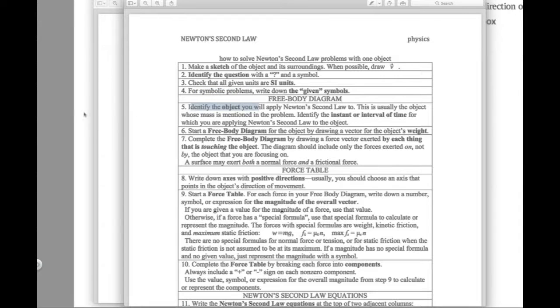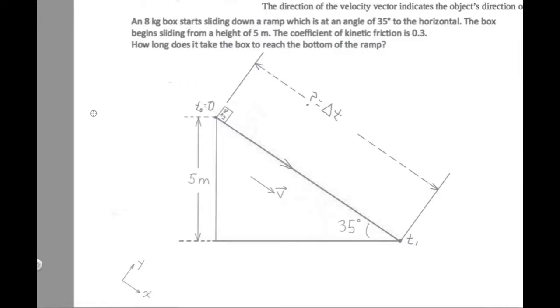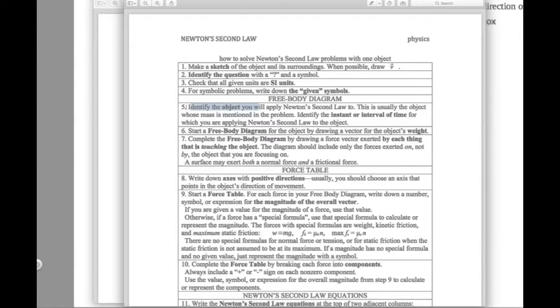Identify the object that we're applying Newton's second law to. Well, since the problem mentions the mass of the box, we're probably going to use the box as the object, and we're going to be applying Newton's second law during the interval between time 0 and time 1. That is, during the interval between when it starts sliding down the ramp and the time when it reaches the bottom of the ramp. So the object is going to be the box, and we're going to use Newton's second law during the interval that it begins sliding down the ramp and then reaches the bottom of the ramp.